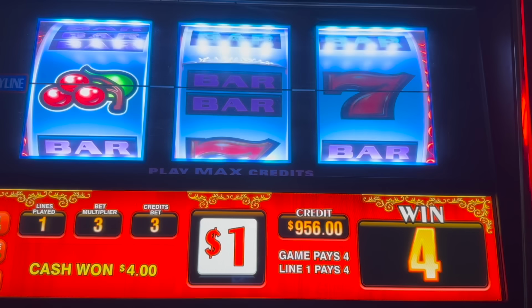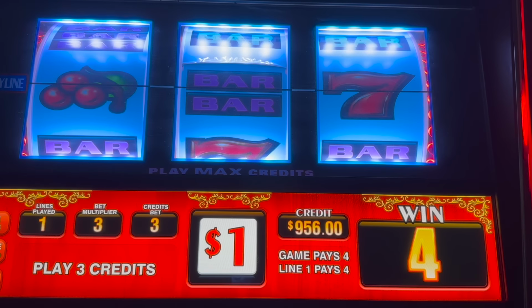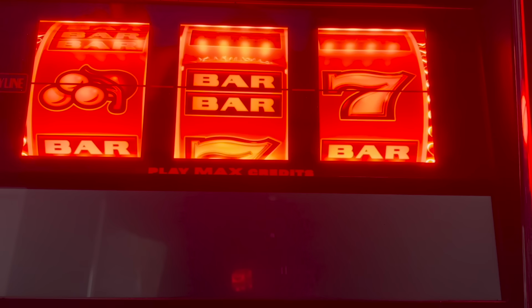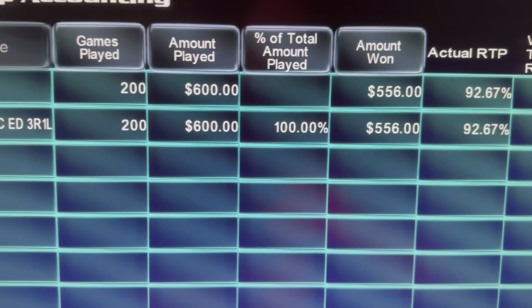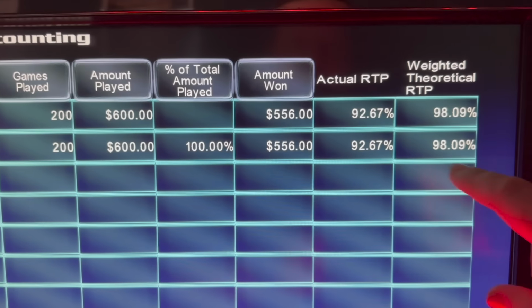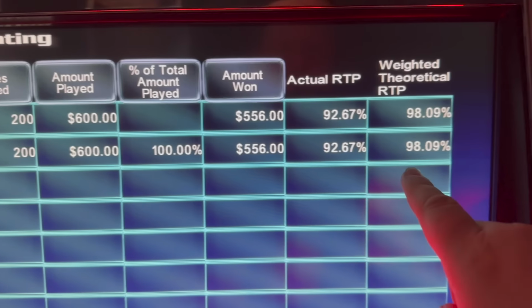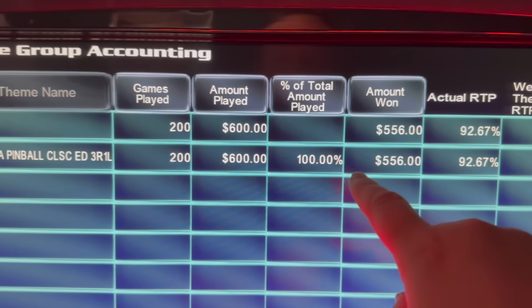I think that was spin 200. Let me just look at the accounting and verify before I show you the results, to make sure I didn't miscount anything. Nope, I did not. 200. All right, so the return to player on this one was 92.67%. So still not quite up to 98, but still did pretty good.